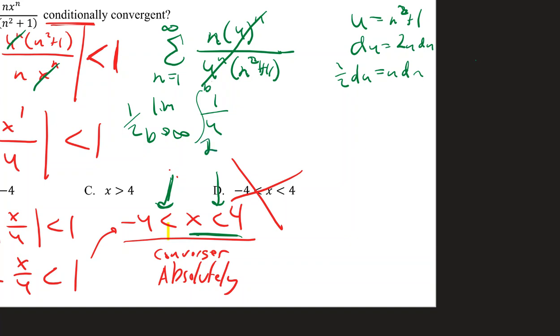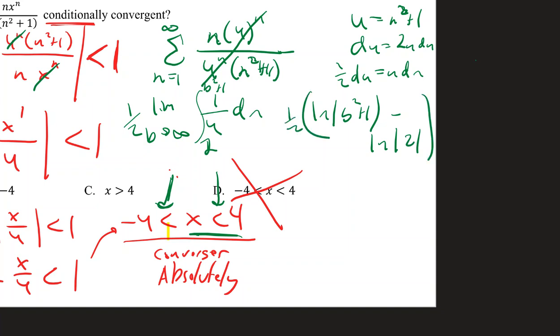b squared plus 1, natural log, has a value. Let's do b squared plus 1 minus natural log, absolute value of 2 half times all this. Okay, so I'm going through that part pretty quickly, but eventually when you do the limit part here, you're going to get infinity minus a number. So this diverges.